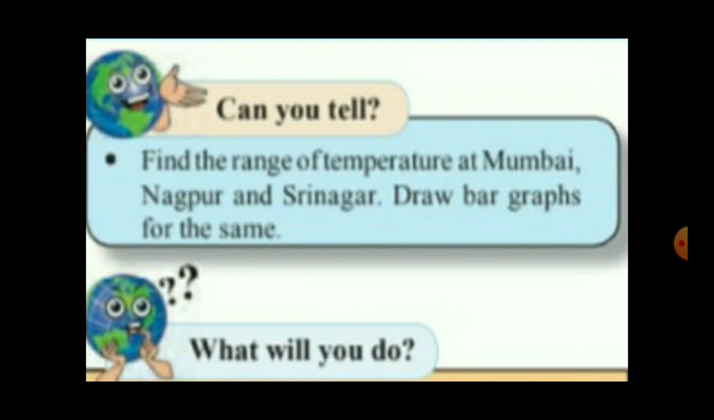First of all, let us understand what is range of temperature. The difference between the minimum and the maximum temperature during a day of a place is called the range of temperature. So we'll first see what is the range of temperature in these three cities and then we will plot the bar graph.